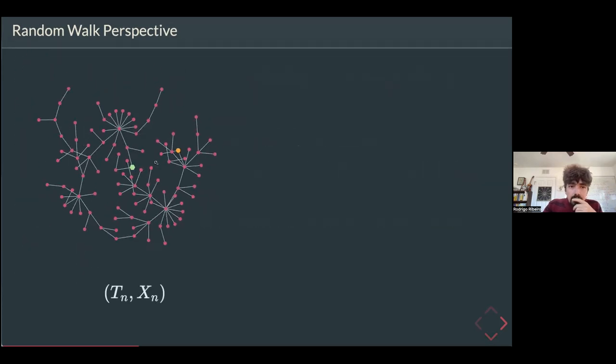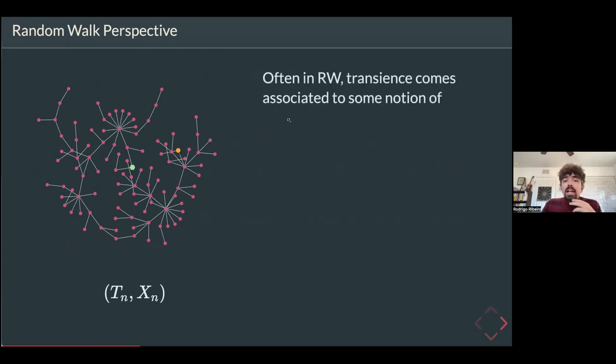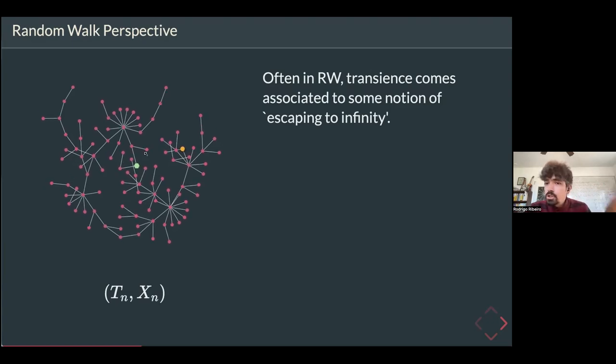So, okay, here we have an instance of the walker. And often when we are talking about random walks, transience comes associated to a notion of escaping to infinity. The reason why you're not visiting vertices infinitely often is because the walker is escaping to infinity somehow. And in the context of the tree builder, we do have a way to measure this distance. This is the reason why we introduced this root. So the root is here and the walker is here. Suppose that what we are seeing here is the tree and the walker after n steps.